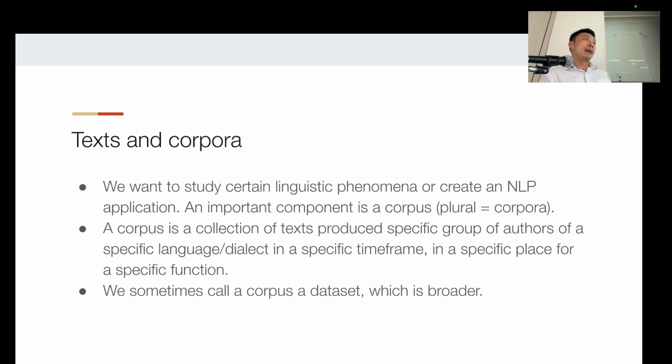Sometimes we just call it a data set, okay? But a data set is a broader thing, because a data set could be numbers, stock prices, scores, any other thing. So in NLP, we call it a corpus, or you can call it a data set. There's no harm in that. All right, to get the terminology out of the way.